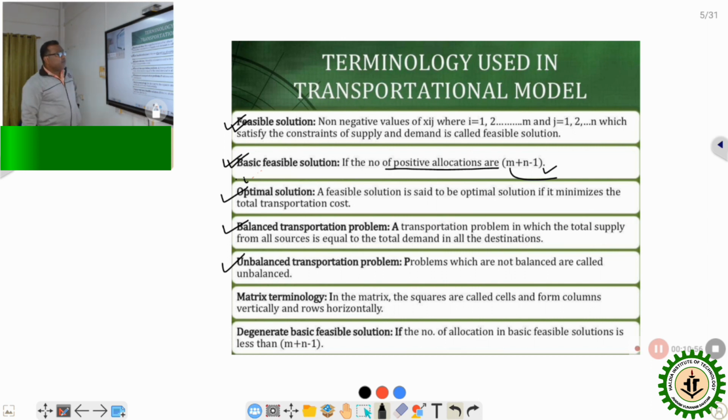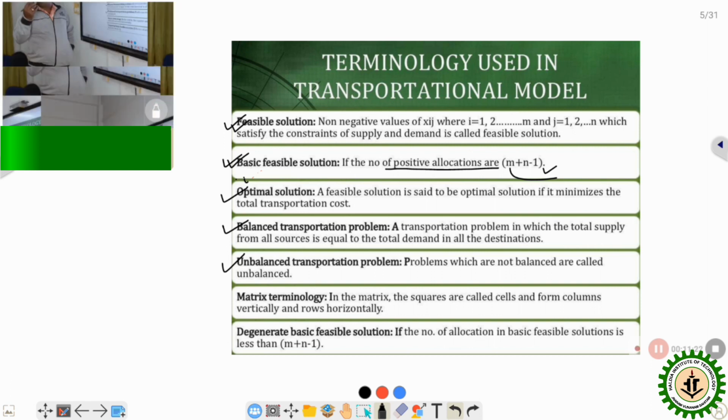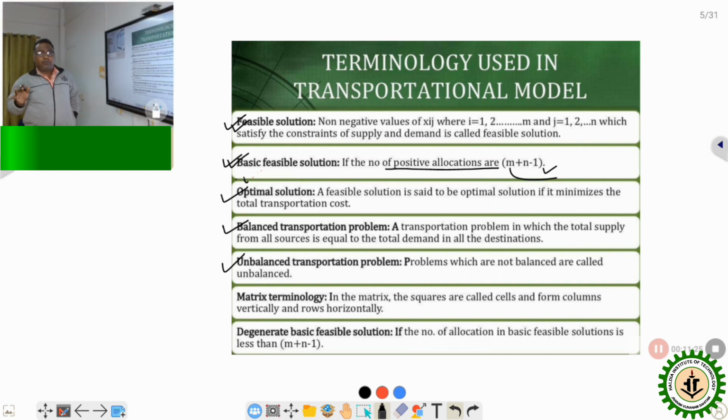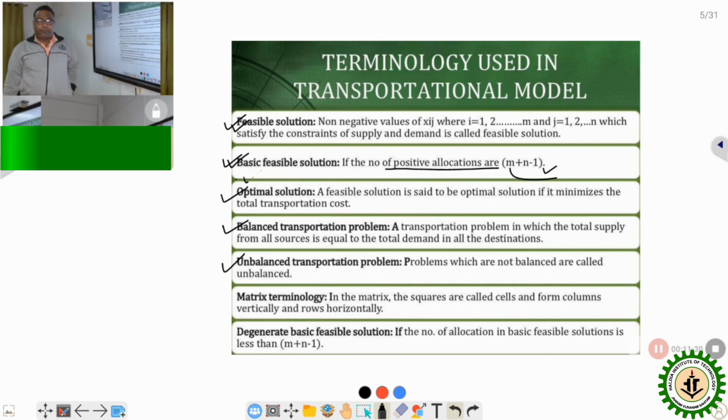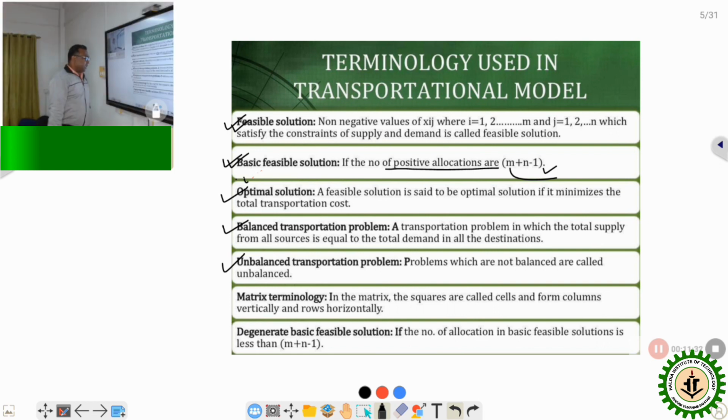Now, if the sum of the available amounts is equal to the sum of the demand amounts in a particular transportation problem, then we call it a balanced transportation problem. If it is not equal, then it is not balanced. In the next slide we will discuss that if the problem is not balanced, we can't solve it directly. So first we will make it balanced, then we will solve it. So how do we do that? I will go to the next slide.